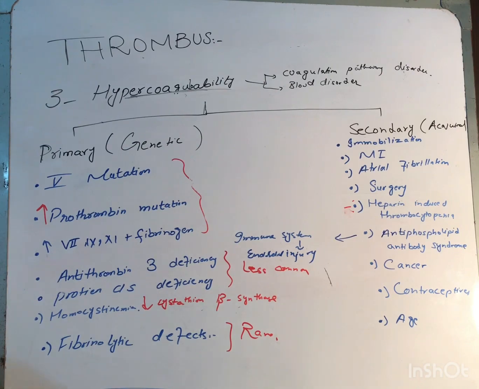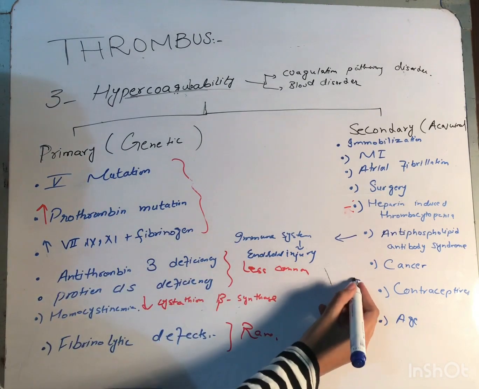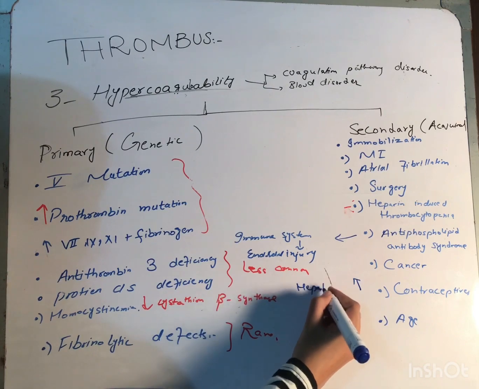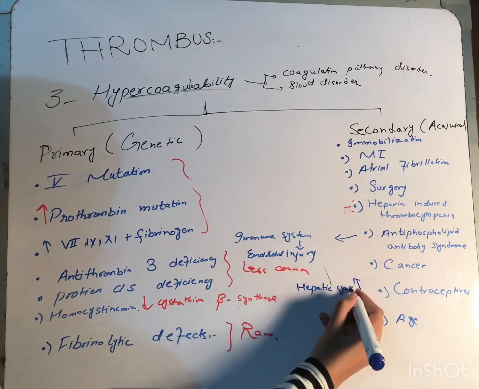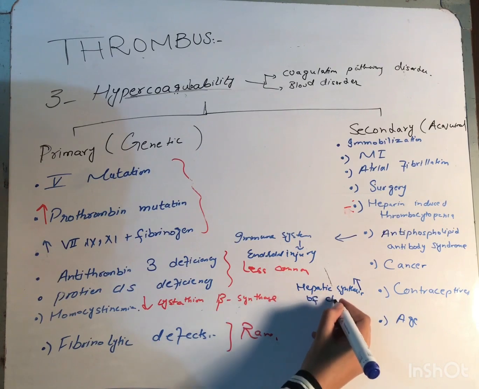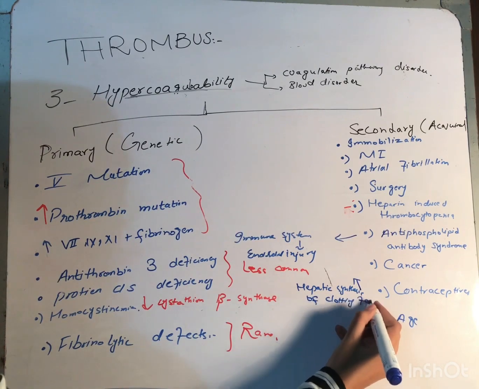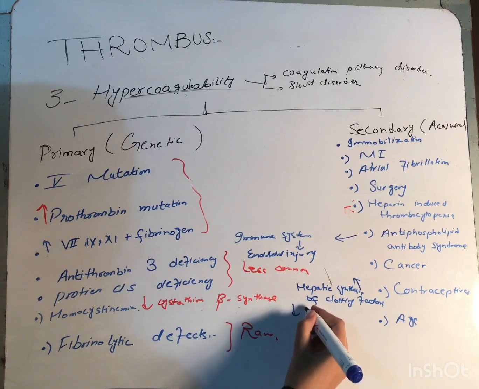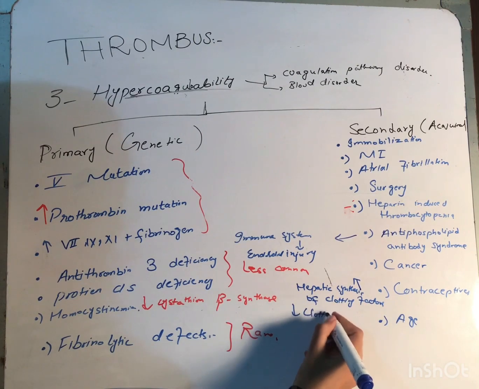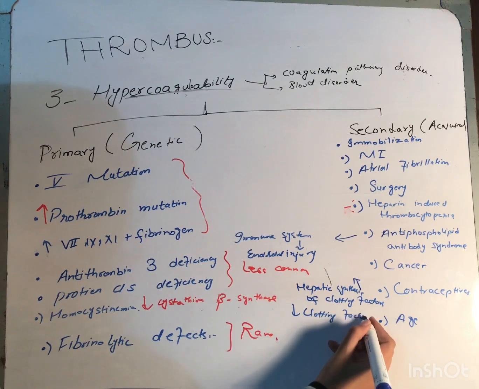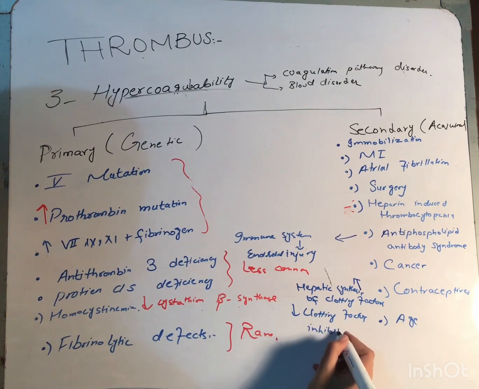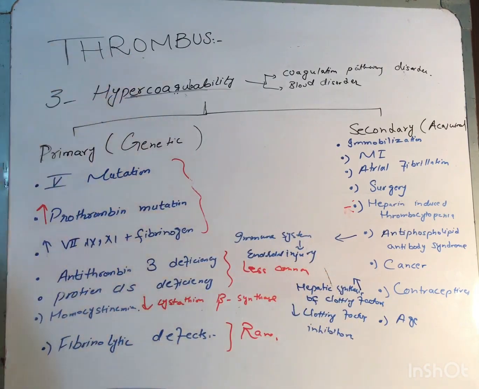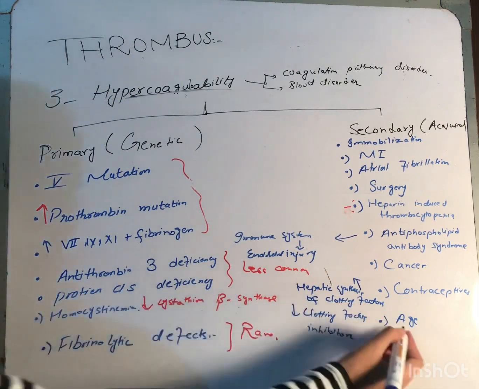Whenever we are taking oral contraceptives, there is increased hepatic synthesis of clotting factors and reduced hepatic synthesis of anticoagulant factors. So in oral contraceptives, there is increased hepatic synthesis of clotting factors and reduced formation of clotting factor inhibitors. This is how oral contraceptives favor thrombus formation. Now comes the age.